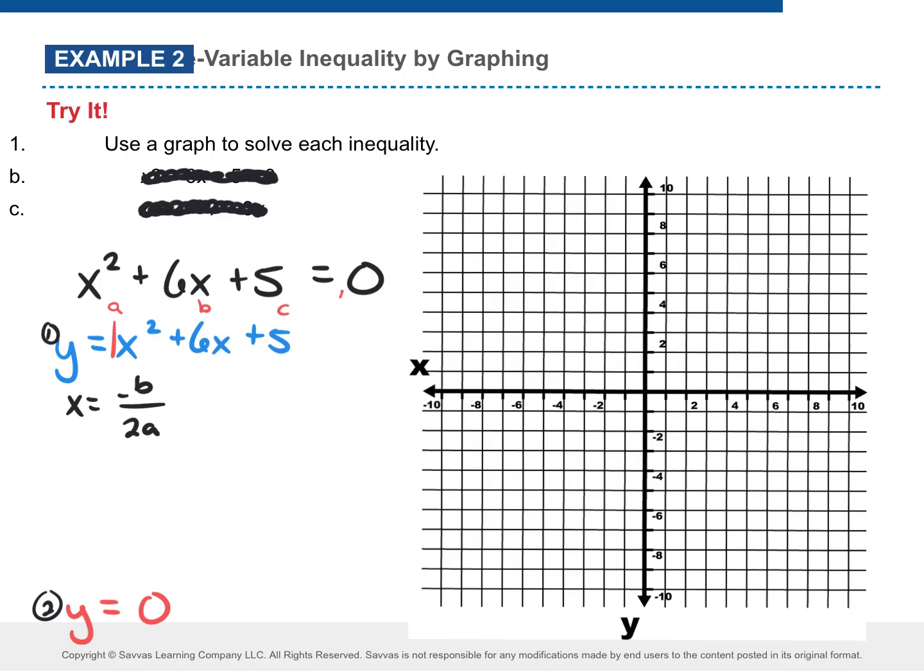What is my B value? 6. So we have negative 6 divided by 2 times 1. What's negative 6 divided by 2? Negative 3. So right now we have negative 3 as our x value. What am I missing?